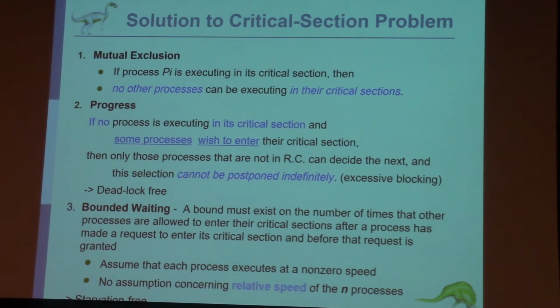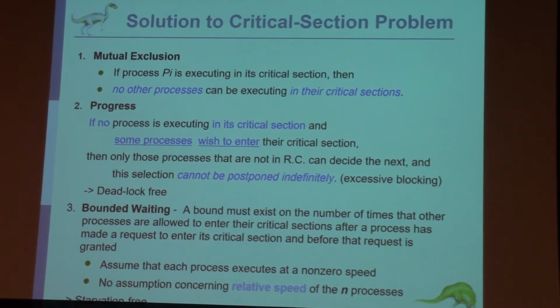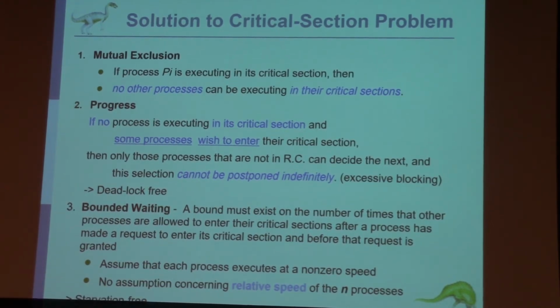So that is called the progress requirement. Eventually, if you are waiting outside, sometime later you will get the chance. Then bounded waiting is starvation free. The problem is that if he's not selected, he's always outside. He's kind of an isolated person. Nobody selected him, so he may not get a chance. That selection should not take forever, which means starvation free.